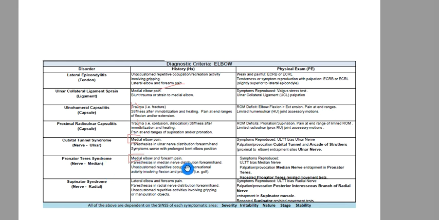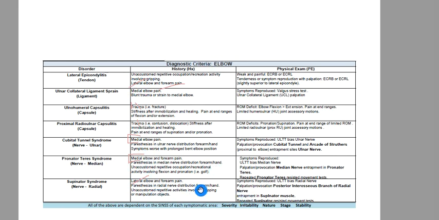Median nerve distribution. Why I think this is less likely: she doesn't seem to have this median nerve distribution. So this is possible, but it does involve golf and recreational, so that's another possibility. And then supinator syndrome is not likely: it's lateral, and this is medial, so we're not thinking that one as well. So if you use this, it might give you some ideas.